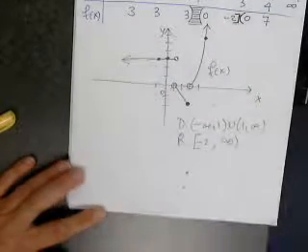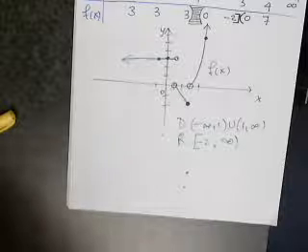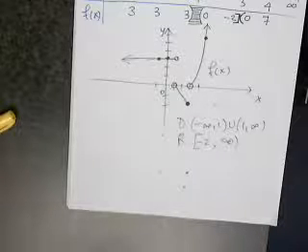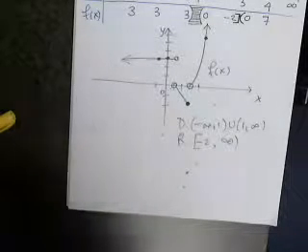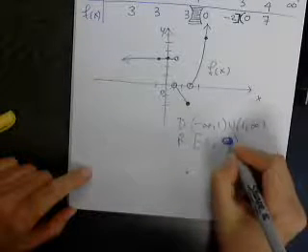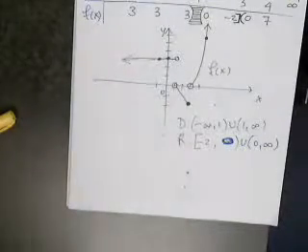Excellent. Negative 2 to infinity. Very good. But not 0. And not 0. Yes, thank you. Absolutely. Negative 2 to 0 union 0 to infinity. So what is that union?